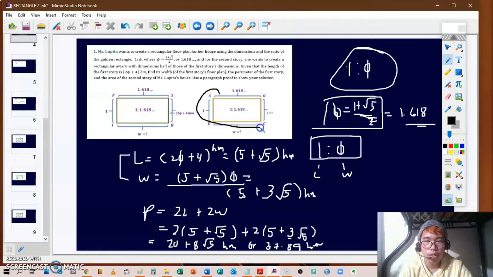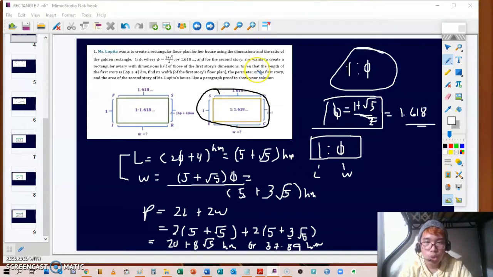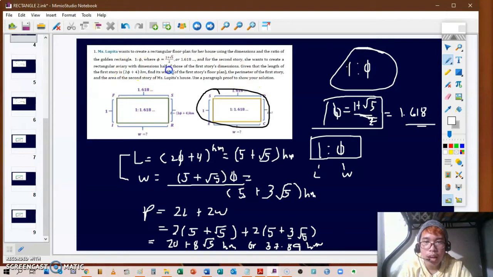So this is the second story. The first thing we can do is look for a clue. It says here that the second story's dimensions are half those of the first story's dimensions. Since we know the length of the first story rectangle, which is 2 phi plus 4, if we divide that by 2, we get phi plus 2.